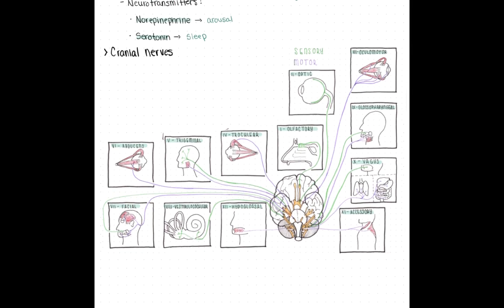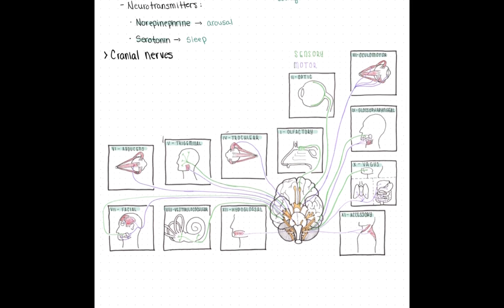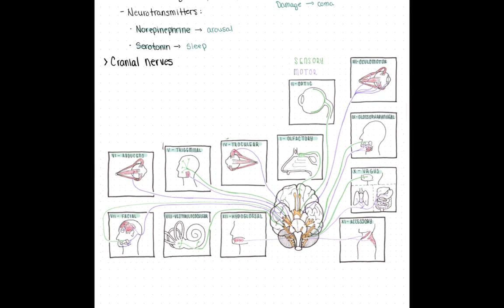Work on those. This is perfect information to use to make flashcards. I would make a set of flashcards for each nerve as to whether it's sensory, motor, or both, and then make another set for each nerve as to its function or the type of information it carries. So that's it for the brain chapter. In the next chapter, we're going to start talking about the spinal cord.